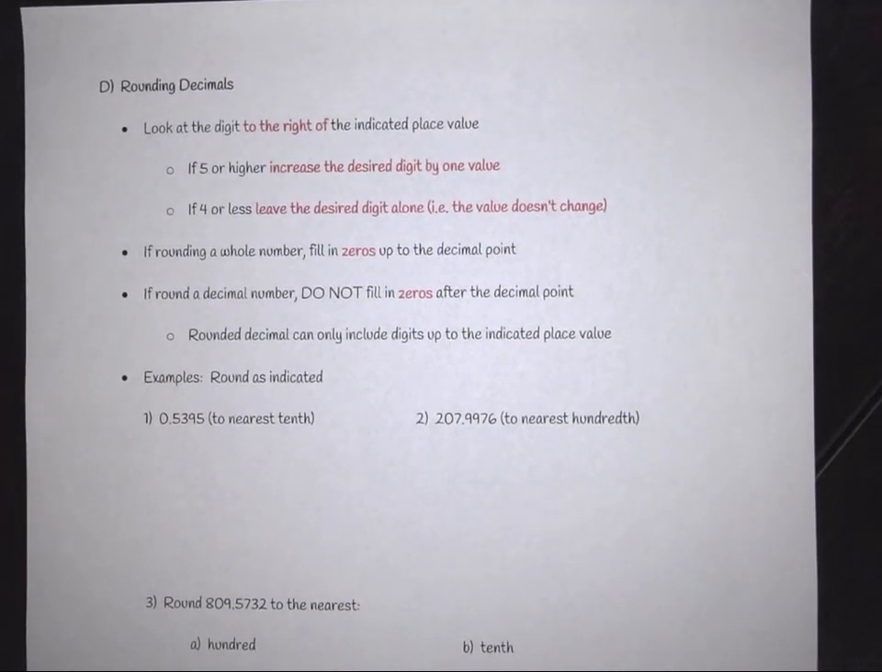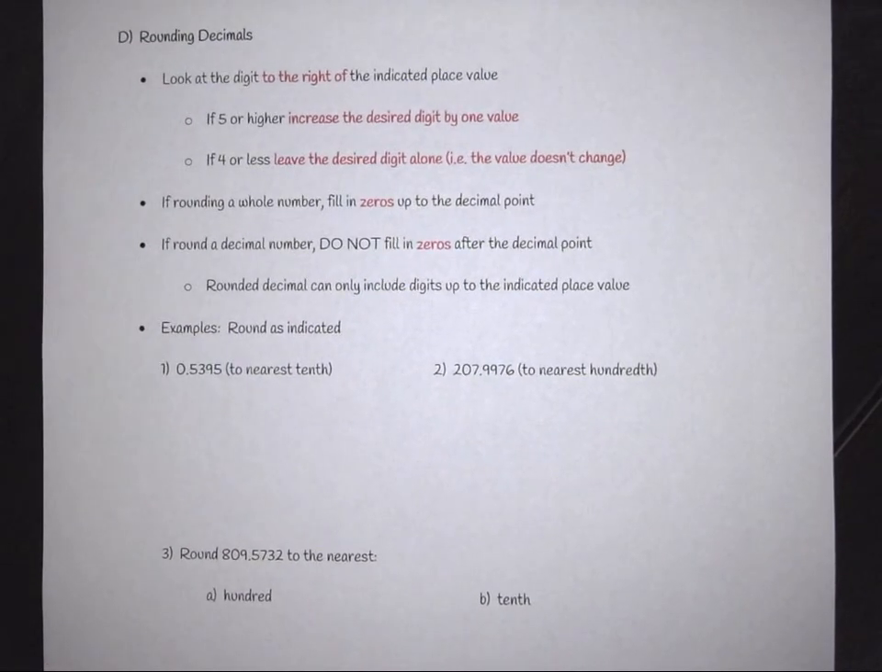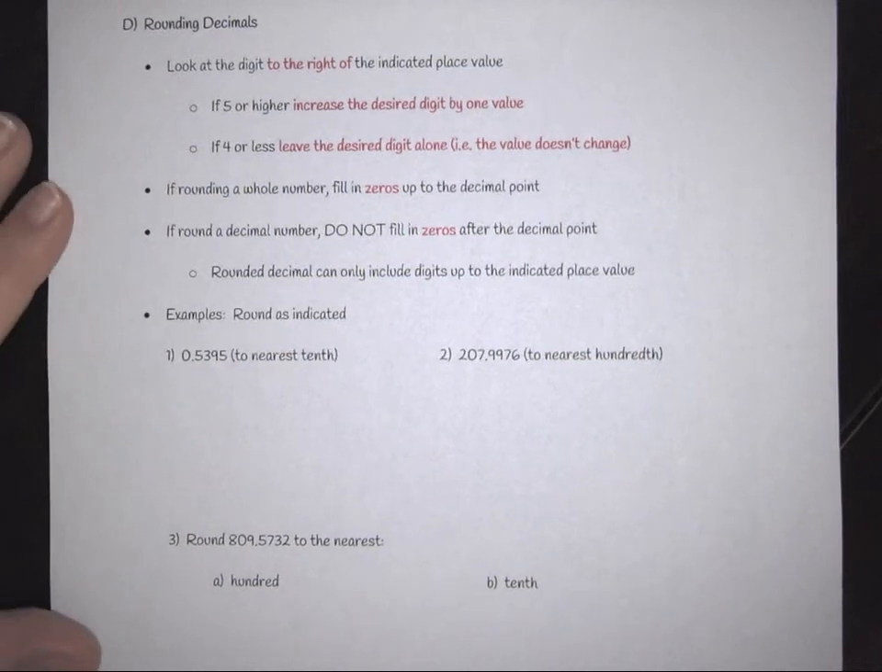Now the last thing that we have is what's called rounding decimals. Rounding decimals is kind of an odd thing to think about. We're going to look at the digit to the right of the indicated value. If it's 5 or higher, then you're going to increase the desired digit by one value. If it's 4 or less, you're going to leave the desired digit alone, meaning it doesn't change. If you round up to a whole number, you're going to fill in the zeros up to the decimal point. If you're rounding a decimal number, do not fill in zeros after the decimal point. Okay, so all of that is a lot of confusing stuff, so let's just go ahead and take a look at it.